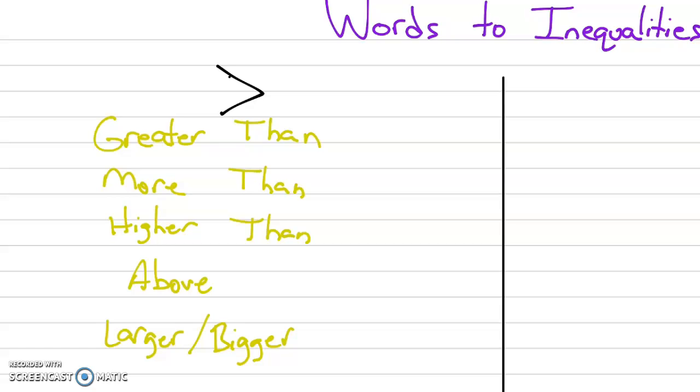I am more than 200 pounds. That means I don't weigh 200 pounds. That means I weigh more than 200 pounds. Okay. Same thing as above. I know I'm above 200 pounds. So that means I can't weigh 200. I'll only weigh more than that.